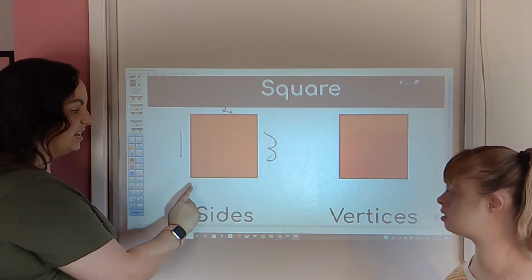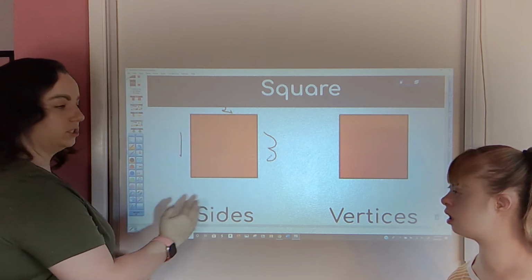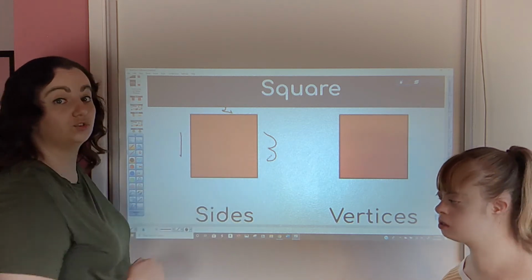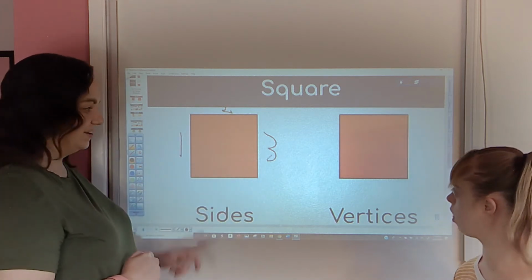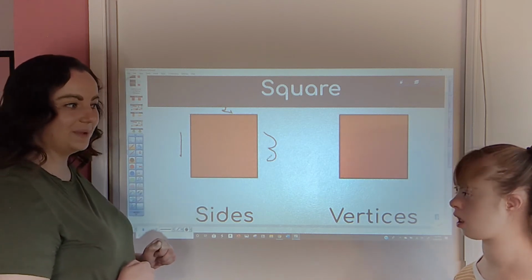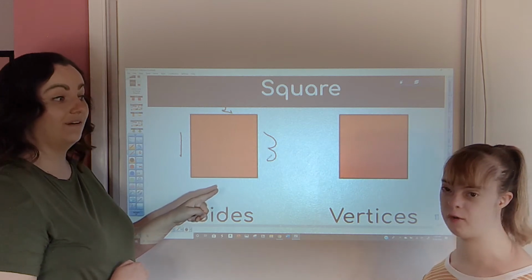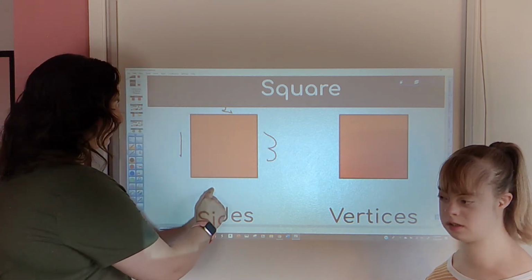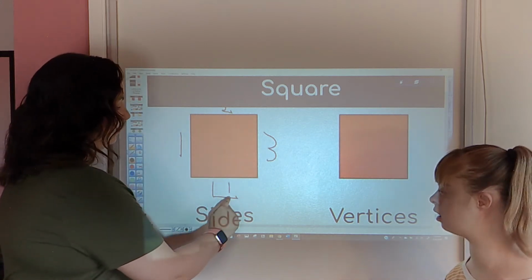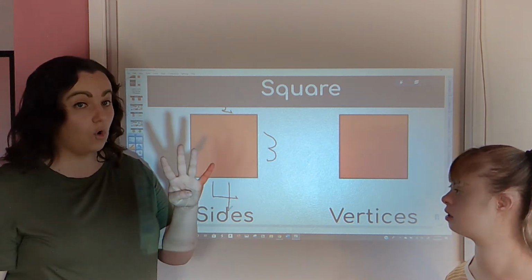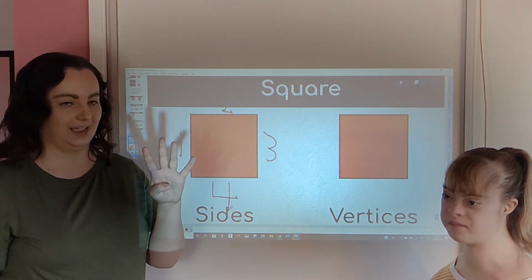And finally, those corners stop. This is its own straight line, or another side. So how many sides would that make? We had one, two, three, then one more. Four. Four, yes. A square has four sides, okay?